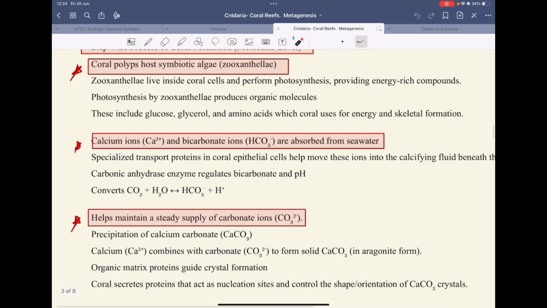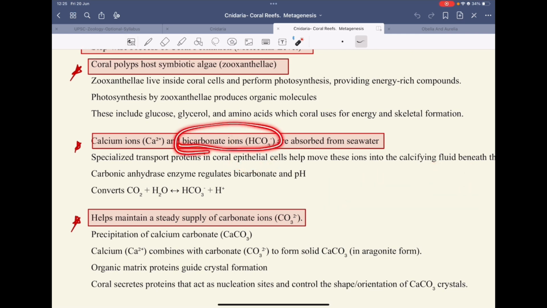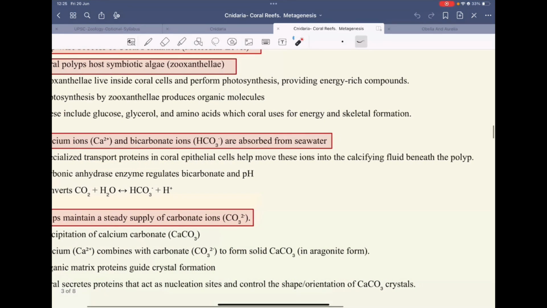Now, the calcium ions and bicarbonate ions. You know the seawater contains minerals, so it contains calcium as well as bicarbonate. The oceans act as the largest sink of carbon dioxide. So when this carbon dioxide interacts with the water molecules, it forms carbonic acid, and from there the bicarbonate ions are released. Calcium is present in the seawater. So specialized transport proteins in the coral epithelium help in the calcification.